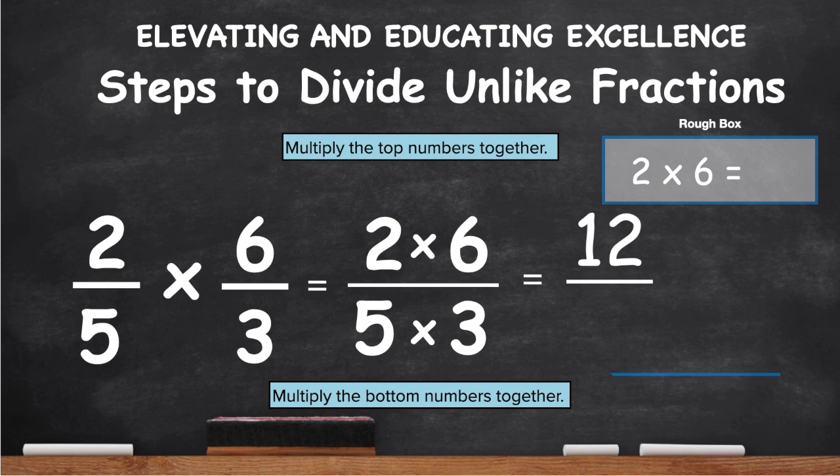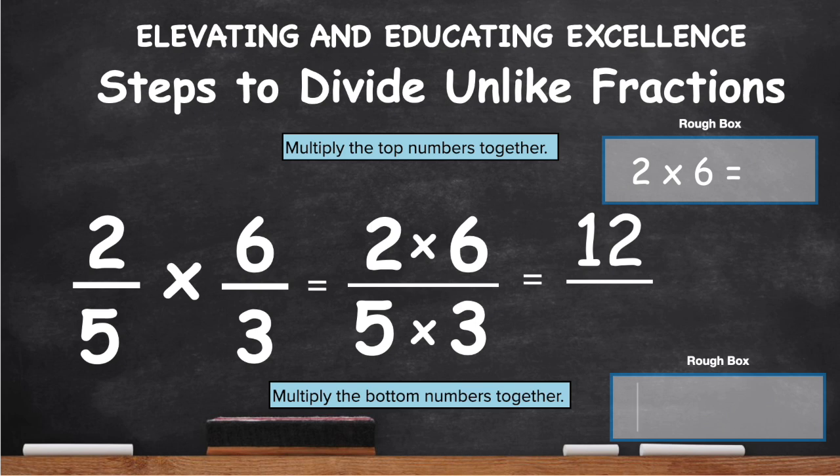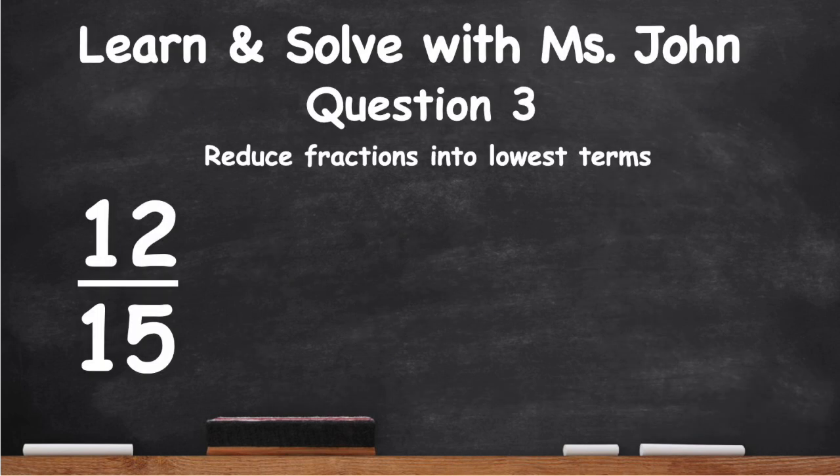Now we're going to draw a rough box to multiply the bottom number. In that rough box, we're going to write 5 times 3. 5 times 3 equals 15. Now let's see if we can reduce this fraction. So what we're going to do is find the GCF of 12 and 15.